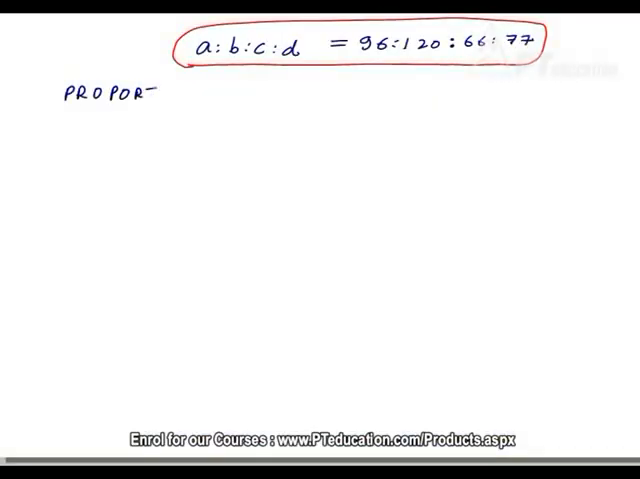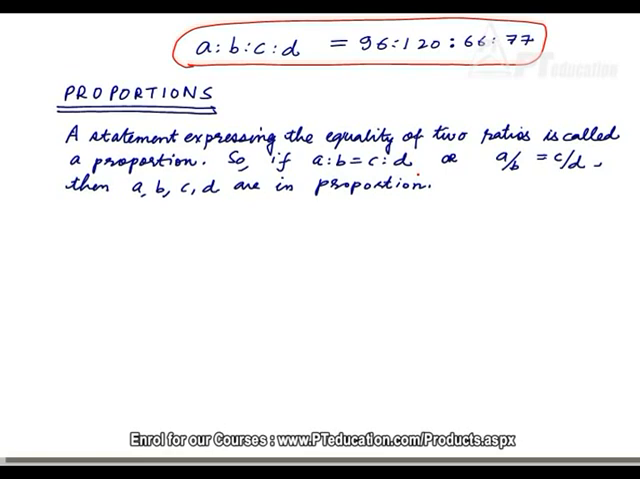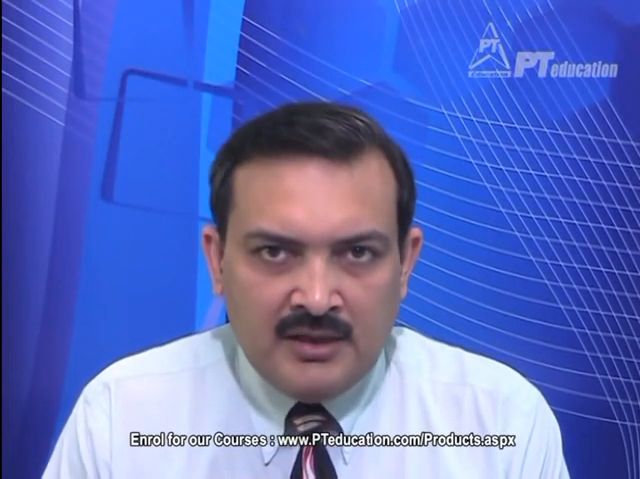Okay, now we will take a quick look at the theory of proportions, which is nothing but an extension of the theory of ratios. Proportions. As you can see in the notepad, a statement expressing the equality of two ratios is called a proportion. So, if A is to B is equal to C is to D, or A by B is equal to C by D, then A, B, C, D are said to be in proportion.